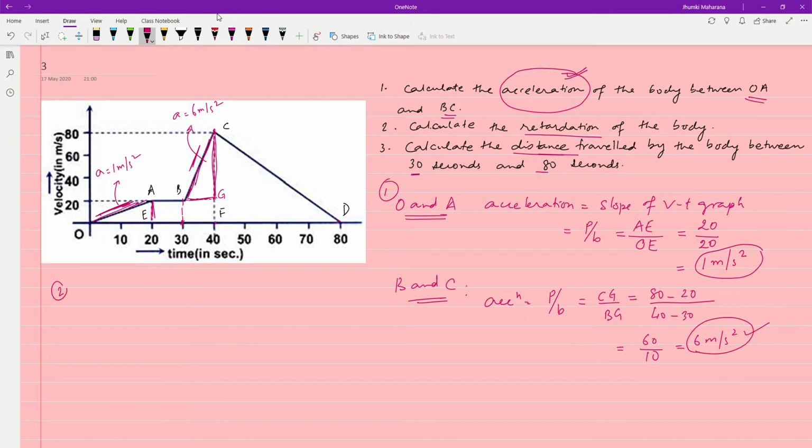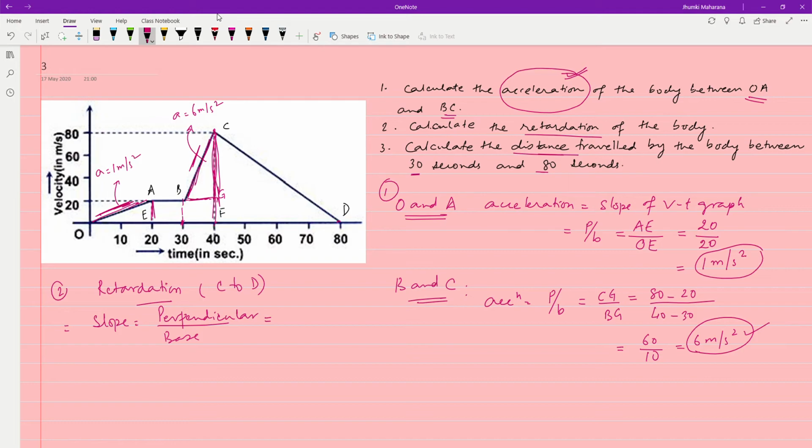Question number 2, retardation. Where can you find out the retardation? You can see from C to D. So here also slope is equal to perpendicular divided by base. What is the perpendicular here? The whole length. If you see, this part is the perpendicular.